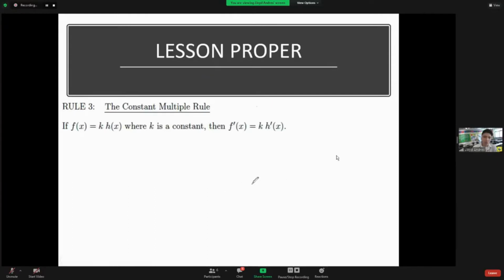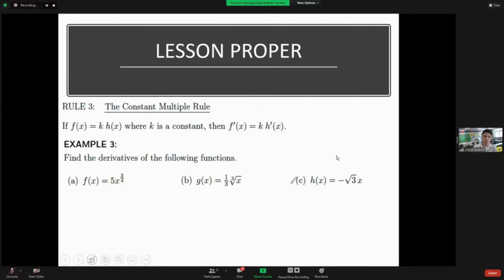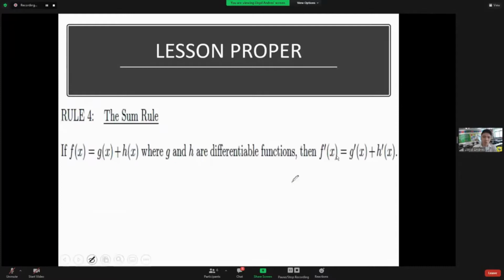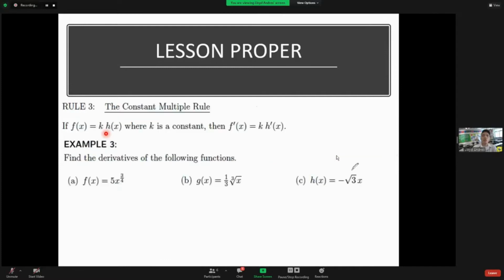Sige, sa rule number 3, here's rule number 3. For the rule number 3, that's called constant. Rule number 3 is the constant multiple rule. So, a constant multiple rule, if f of x equals to k h of x, where k is a constant, then the derivative of f of x is just equivalent to k times the derivative of your h of x. So, saan pag-apply ana? So, let's try.